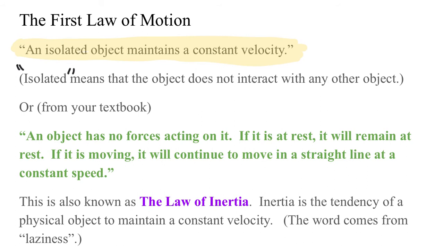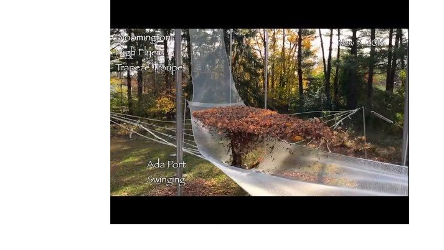This is also known as the law of inertia, because inertia is a property of objects that says they tend to maintain a constant velocity. The word inertia, interestingly enough, comes from the Latin for laziness. Objects are lazy. They don't change their velocity on their own. Inertia is demonstrated by, for instance, somebody jumping into a pile of leaves that are on a trapeze. And you can see the person has punched through here. There they are falling. But the leaves are still in place, even though they're not held up by anything.